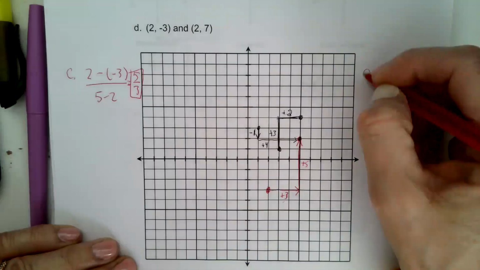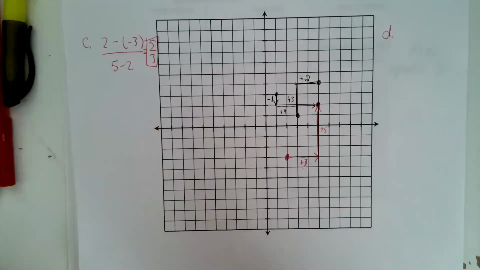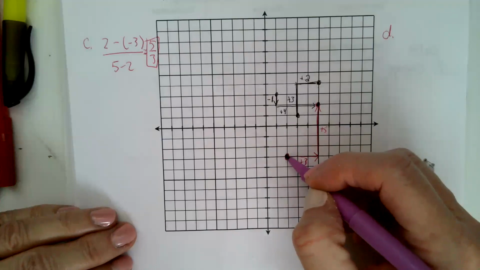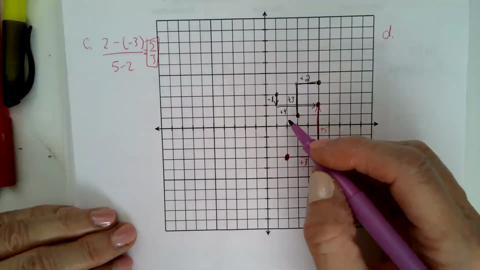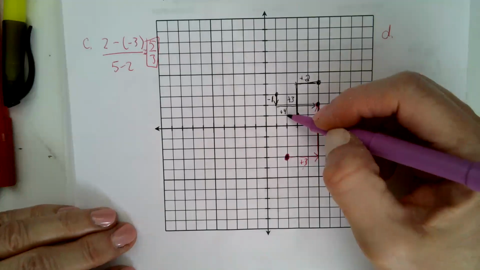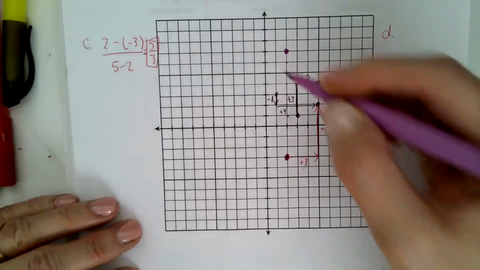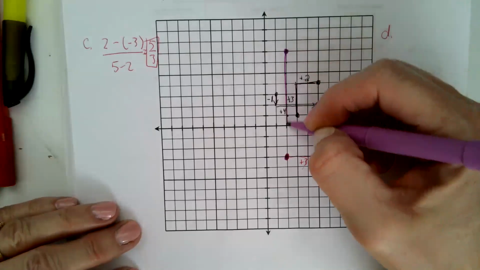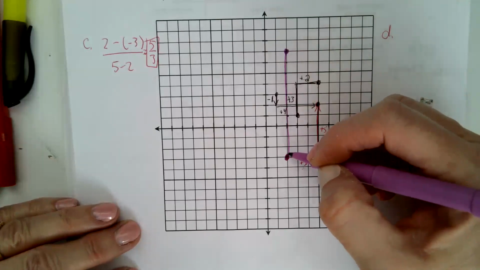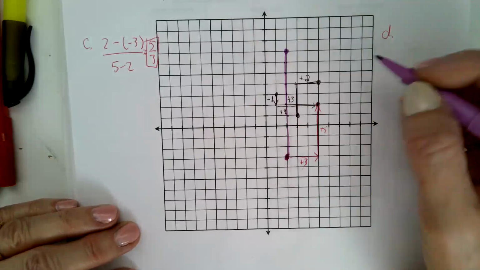Now let's look at D. So D is at the point 2, negative 3. So I'm using that point again, and I'm going to the point 2, 7. So I'm going straight up. So my vertical change is 9, actually 10. 1, 2, 3, 4, 5, 6, 7, 8, 9, 10.